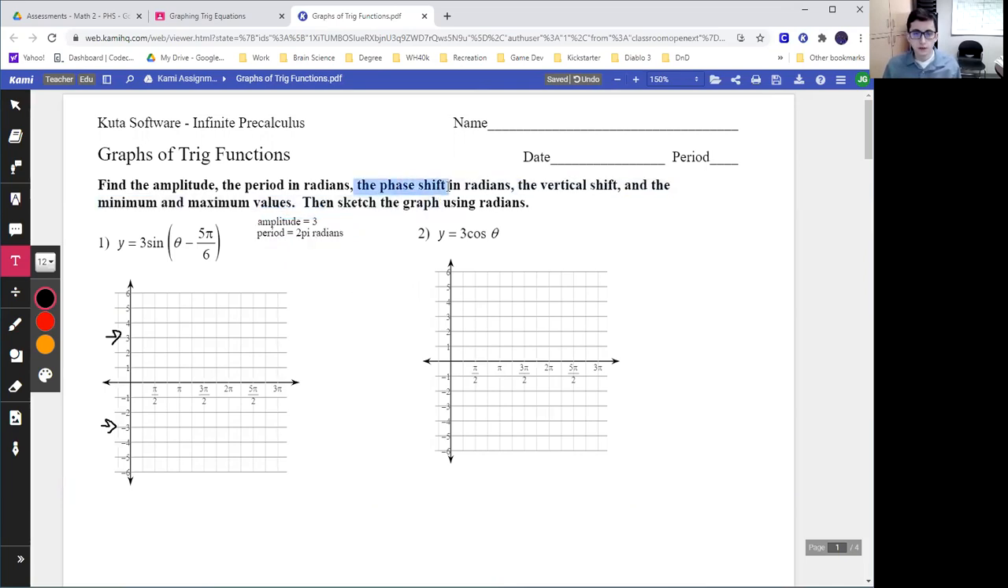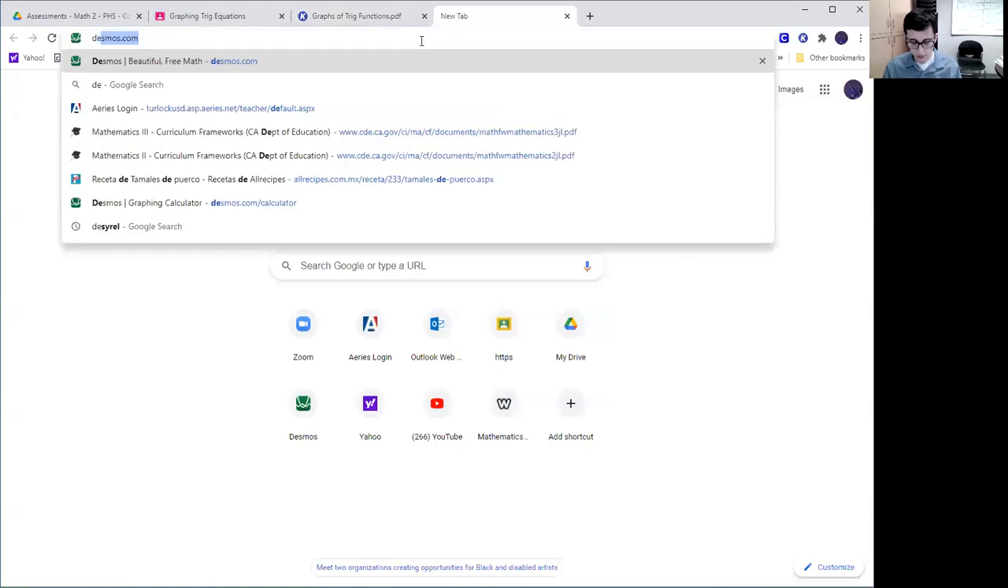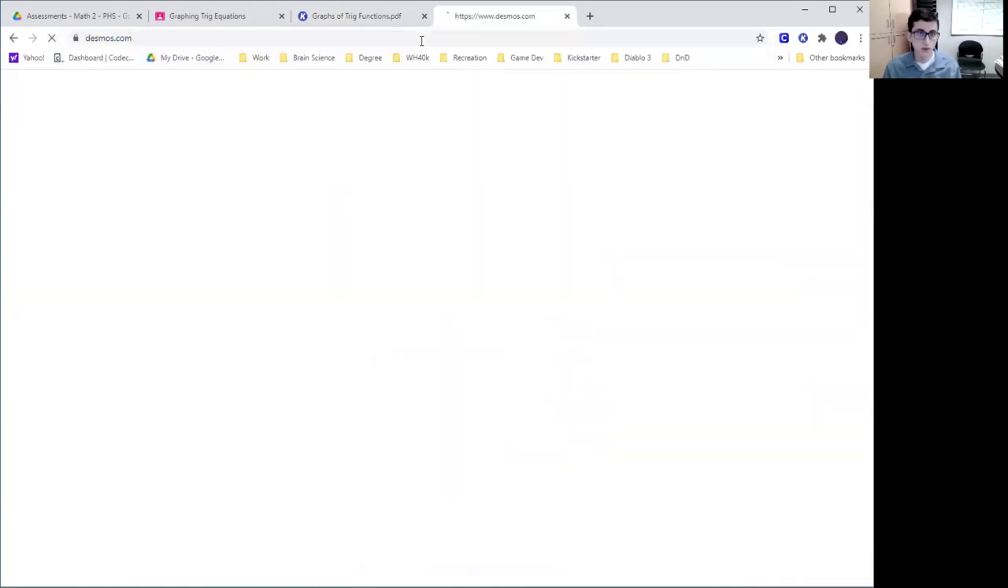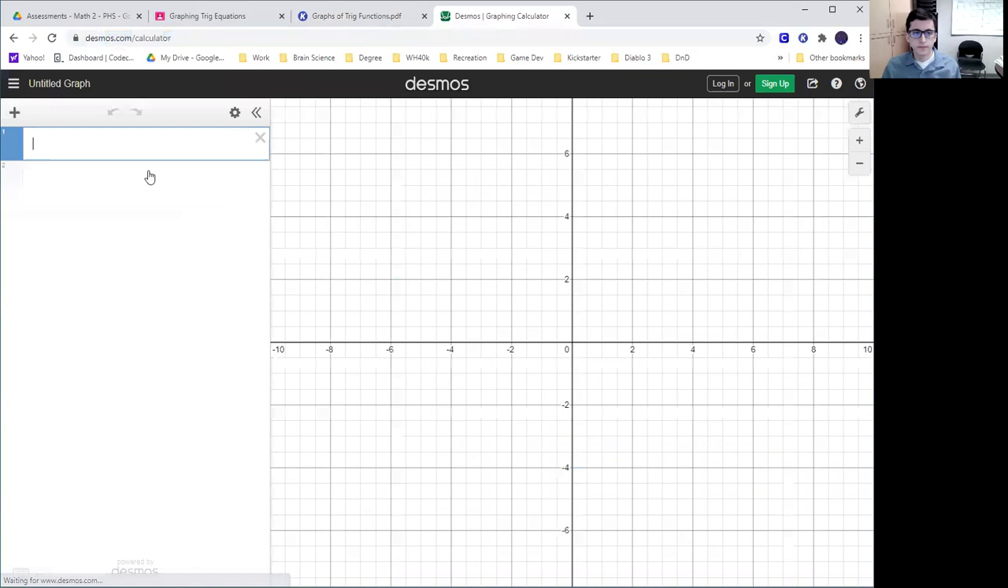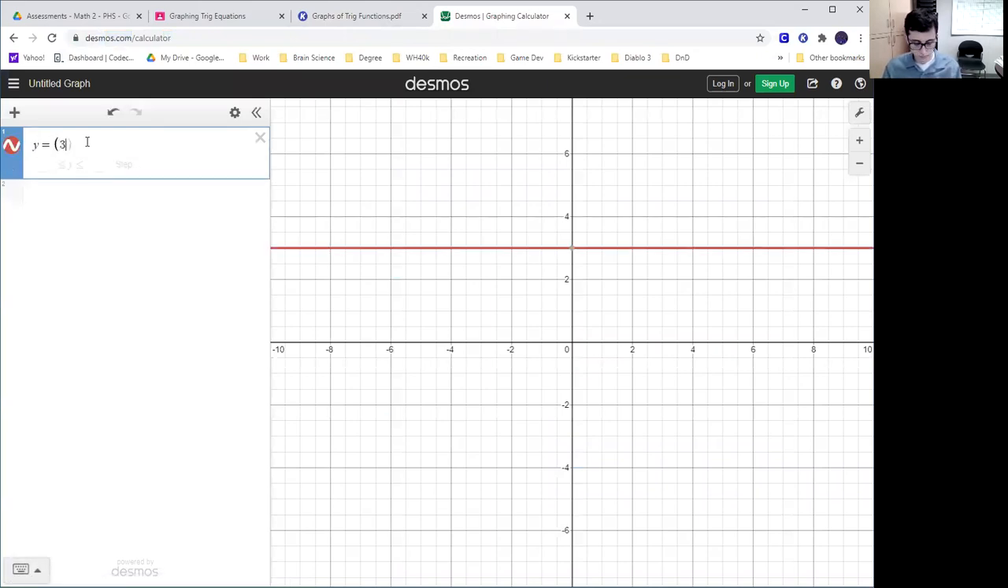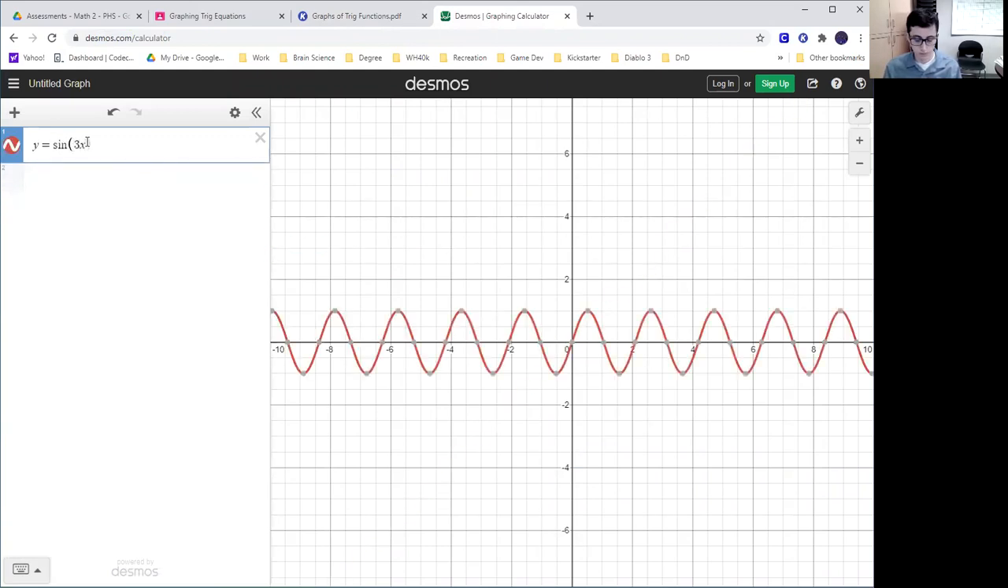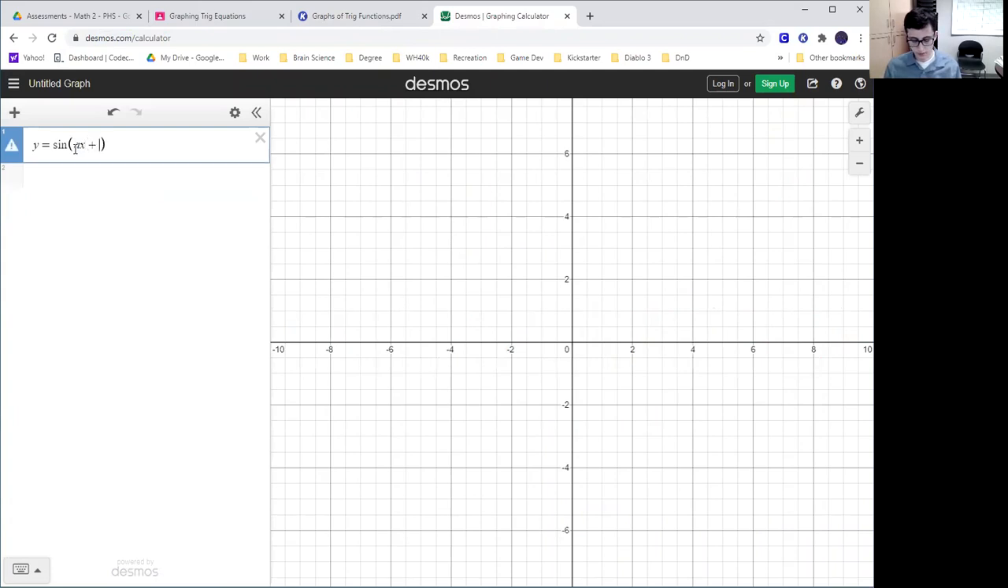Okay, phase shift. What phase shift is talking about is horizontal movement. I think I can show this best on Desmos. We'll do A and then plus B.